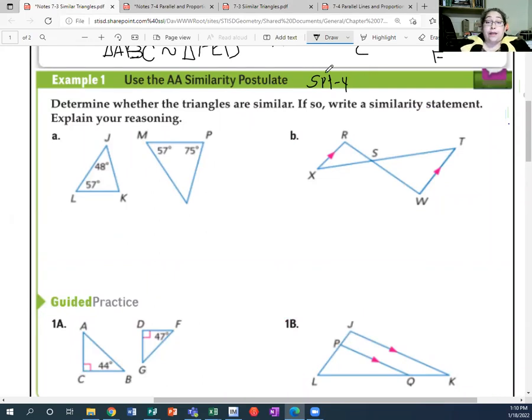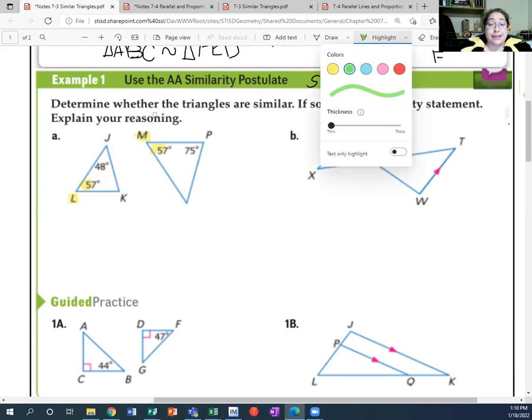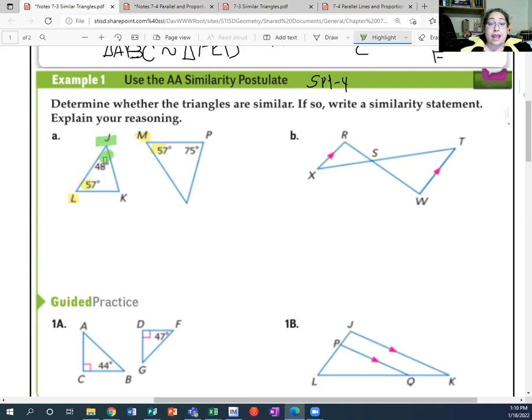Let's look at letter A. I see two triangles, so they're the same shape. I'm going to try to find congruent angles. I see this angle here at L is 57 degrees, and this angle at M is also 57 degrees. I have J at 48 degrees, and I don't have 48 degrees listed anywhere else.